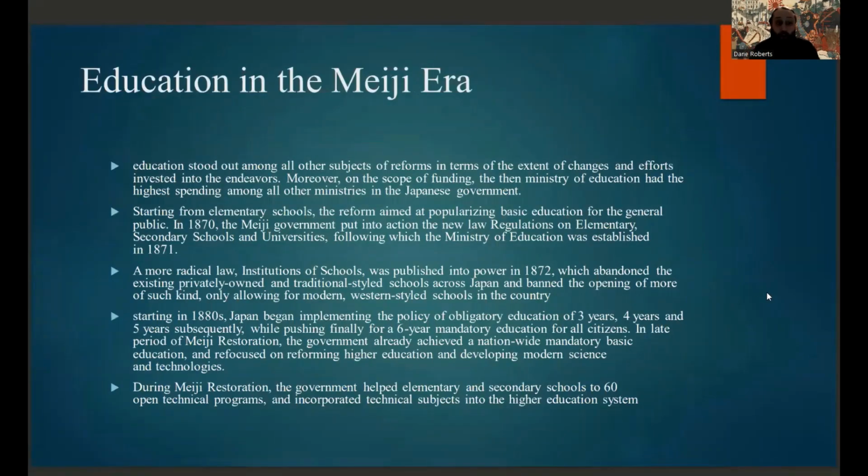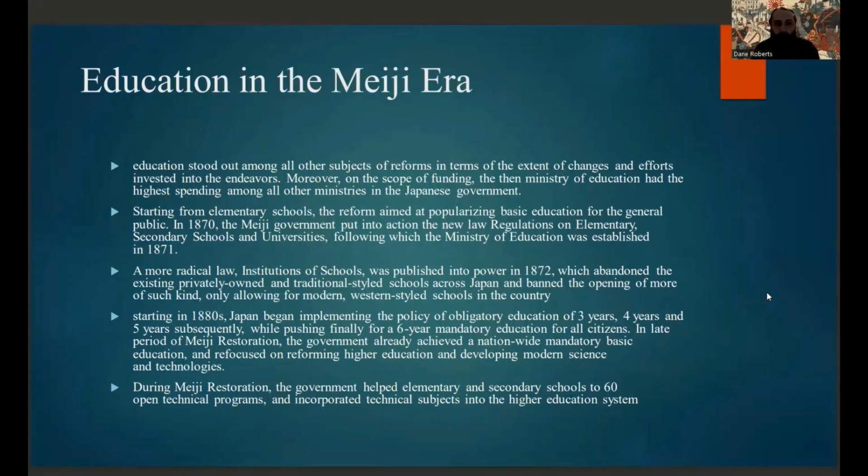The Meiji era also focused heavily on education reform. In fact, education stood out among all other subjects and reforms, and was heavily prioritized by ministries in the Japanese government. Starting from elementary schools, the reform aimed at popularizing basic education for the general public. In 1870, the Meiji government put into action the new law regulations on elementary, secondary schools, and universities, following which the Ministry of Education was established.